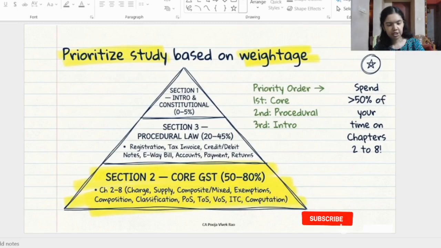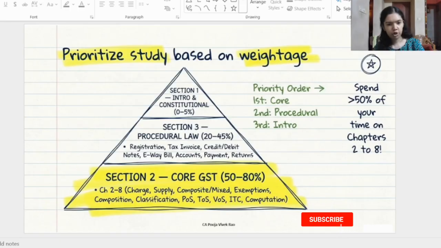Then section 2. This is the most important section. This is the section you absolutely cannot afford to take lightly. The session indicates that this section can carry approximately 50% to 80% of the paper. It covers the core GST concepts from the earlier chapters through the ITC related areas. So the important topics include charge of GST, concept of supply, composite and mixed supply, exemption, composition levy, classification, place of supply, time of supply, value of supply, input tax credit, computation of GST liability.